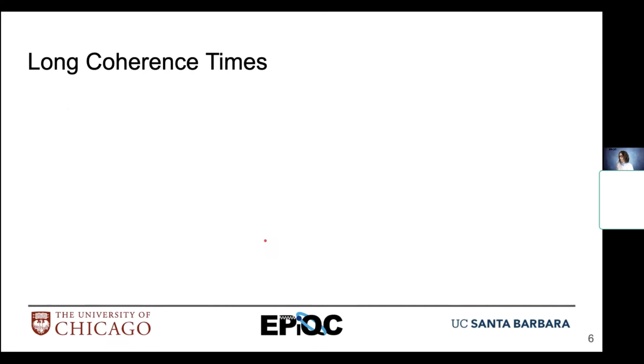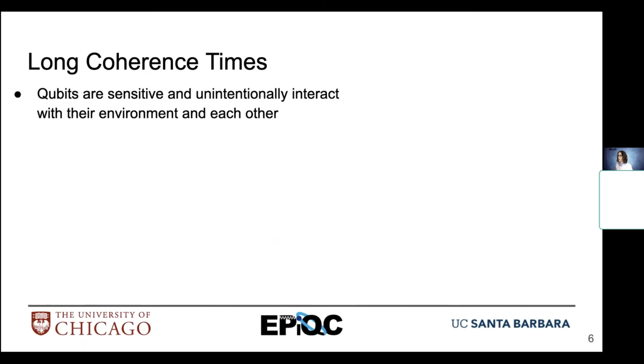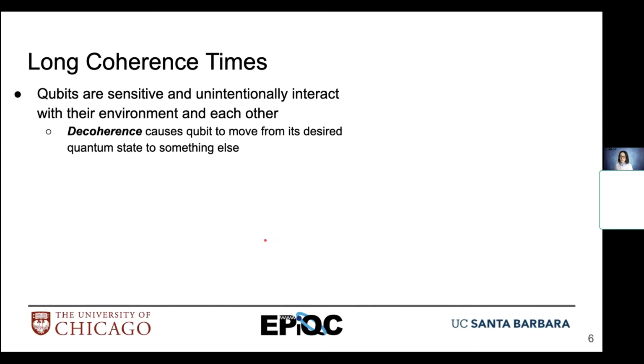So, long coherence times. This one, you can really start diving deep into the details, but we'll just stay at the surface level for now. With qubits, we talked about how they're very sensitive, they like to interact. And most times, if we're not careful, they can unintentionally interact with each other and with their environment. So we have this concept of decoherence, which causes a qubit to move from its desired state. So for example, we initialized it to a ground state.